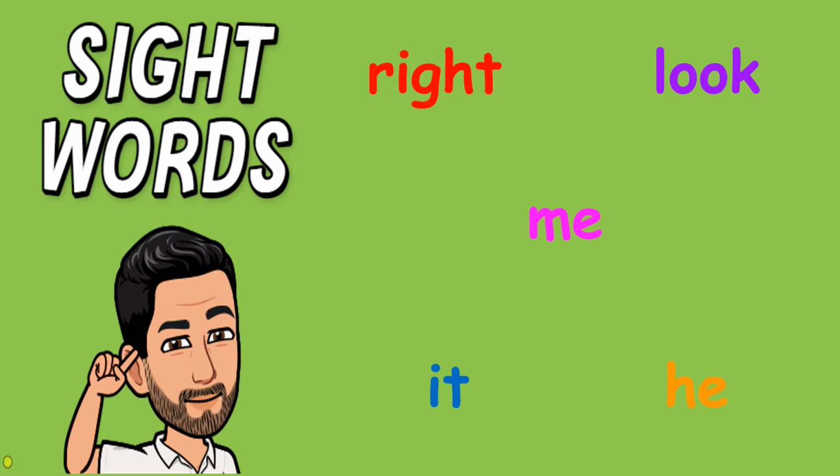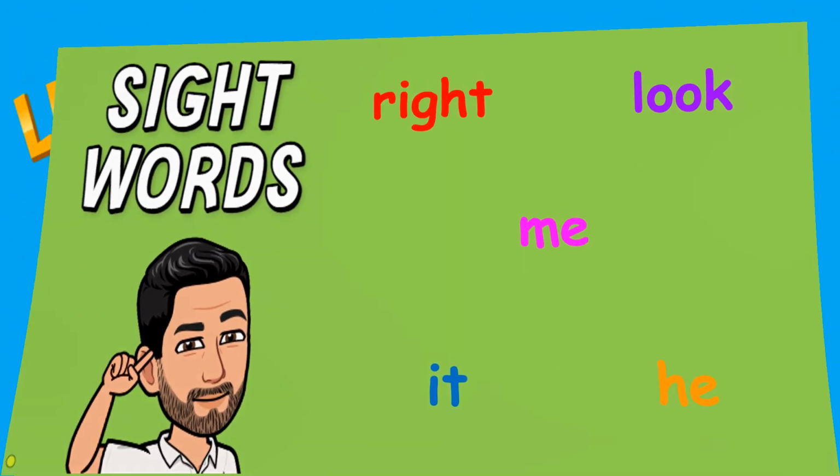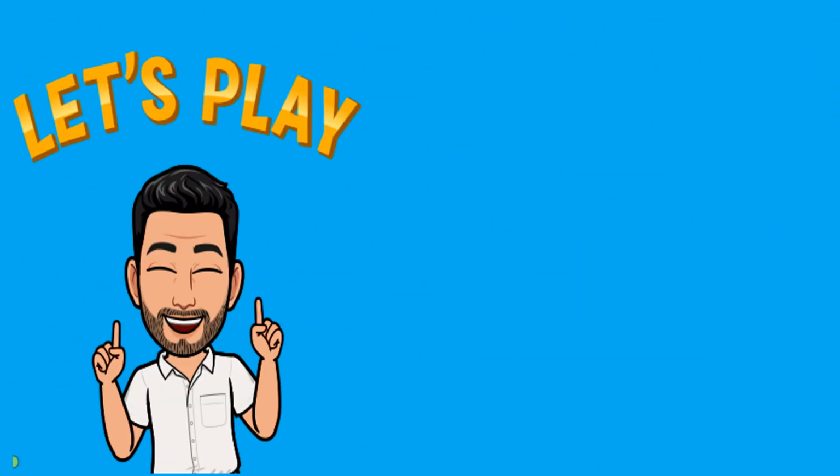Now, boys and girls, we're going to play a game. I want you to tell me if the sentence is a telling sentence or asking sentence, and also you are going to find the sight words in these sentences. So let us play. Number one, look at the rainbow.